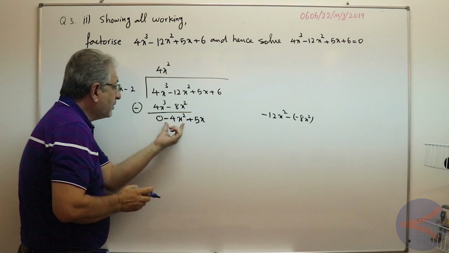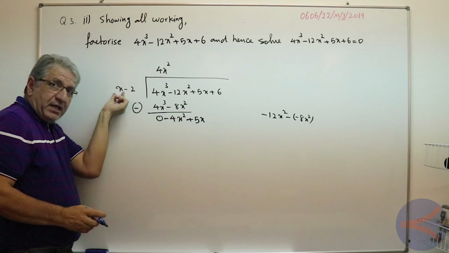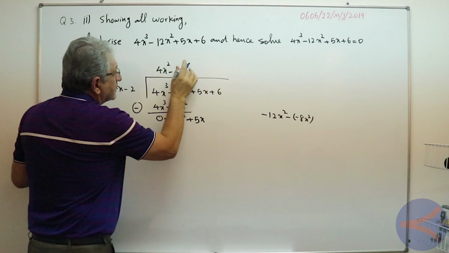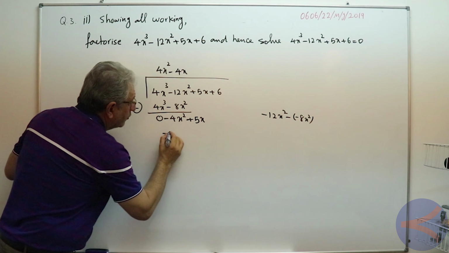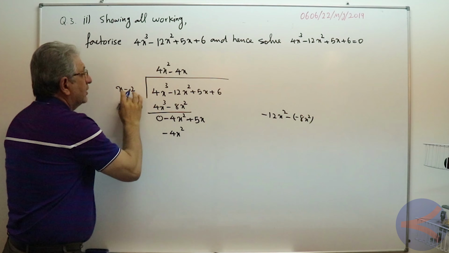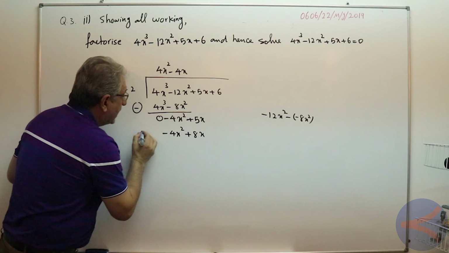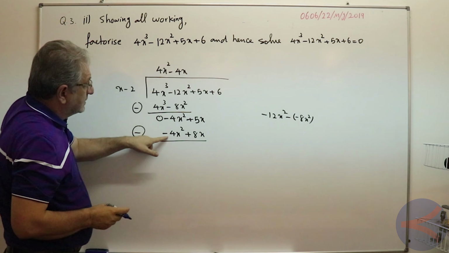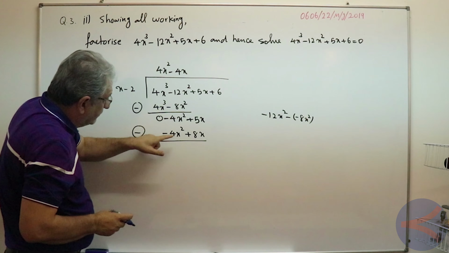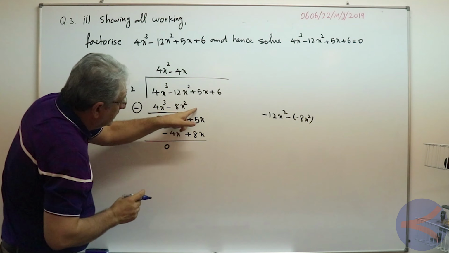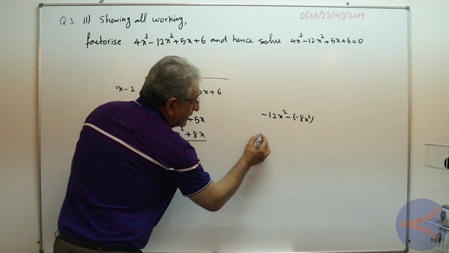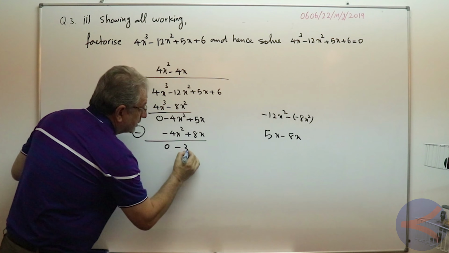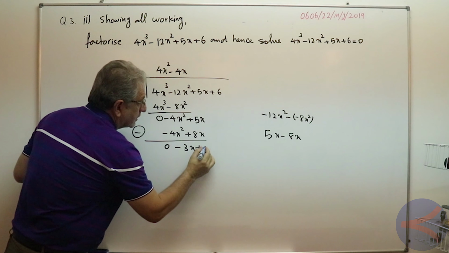Now again, this minus 4x squared, you divide by x. When you divide by x, you get minus 4x. For negative 4x, multiply again. You get minus 4x squared and negative times negative is plus 8x. Now again you need to subtract. This minus this, so minus this is plus, therefore this will be 0 again. Now this minus this, therefore 5x minus 8x, which is negative 3x. Then bring 6 down.